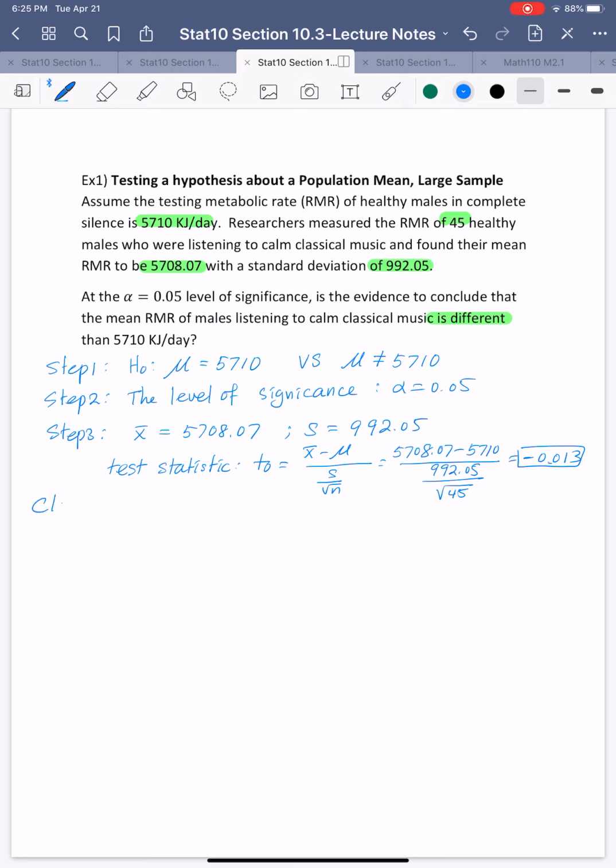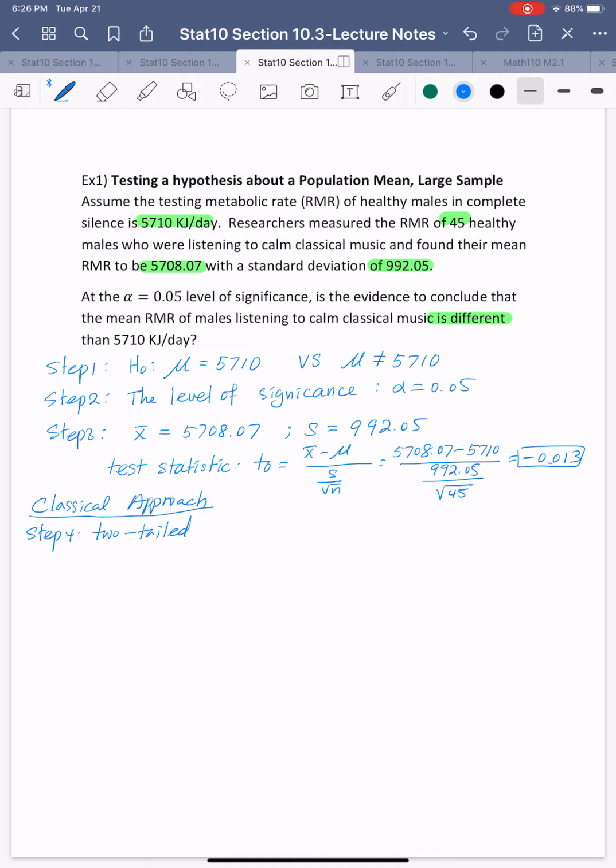And then we can split into the classical approach and the p-value approach. So in step 4, in the classical approach, we know that this is a two-tail test because it's not equal to. And the critical value at the alpha 0.05 level of significance, with n minus 1 equal to 45 minus 1, 44 degrees of freedom.